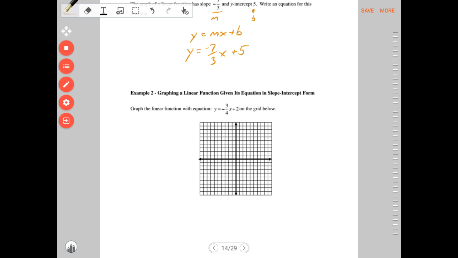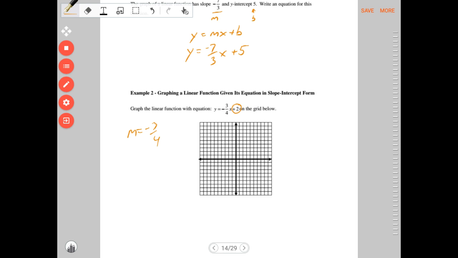This is really nice. Graph the linear function with the equation on the grid below. The thing is, we can see from the equation that the slope is negative 3/4. So if we have a starting point, we just take that point and go down 3, right 4, and we've drawn our line. The problem is, where do you start from? Well, that's why this is so important.